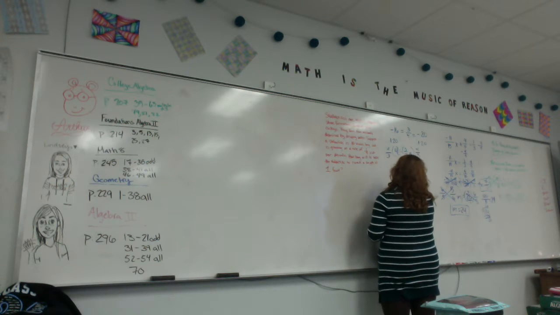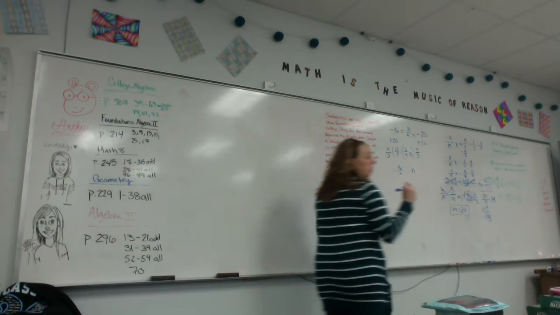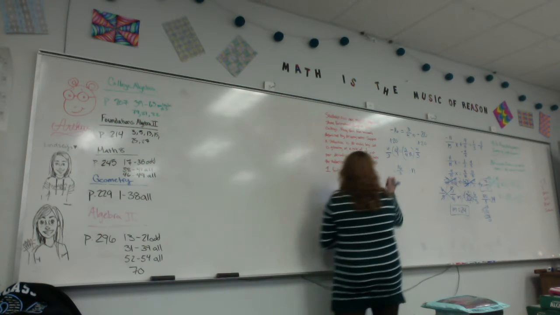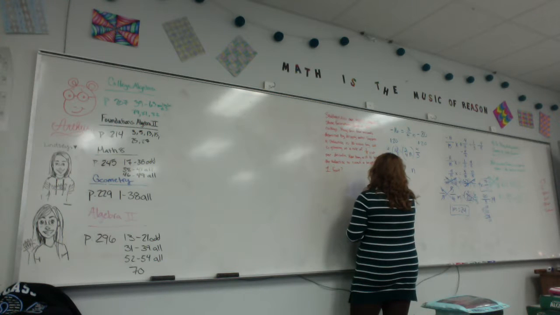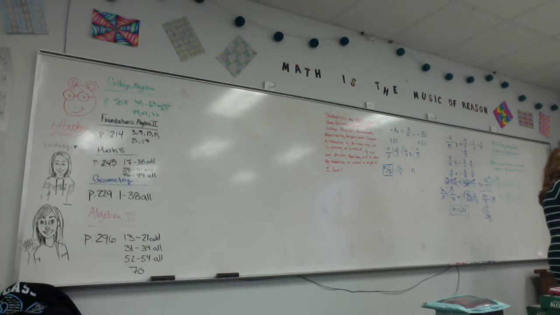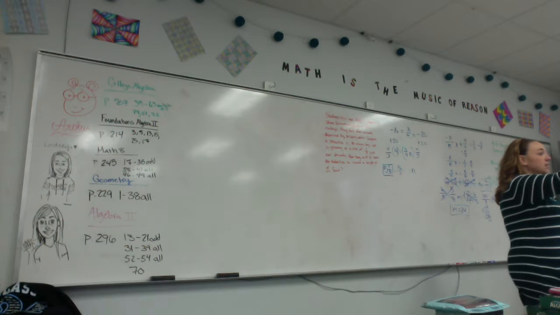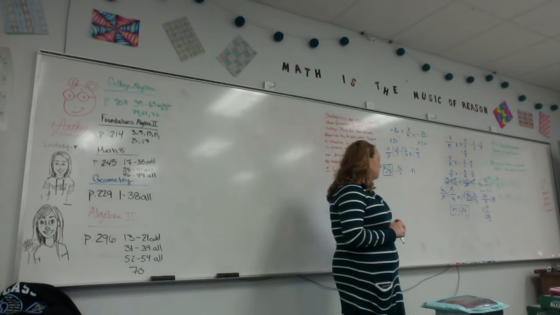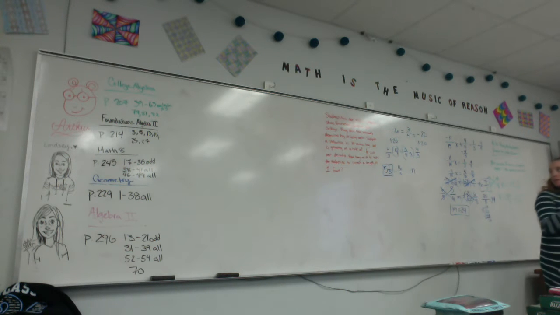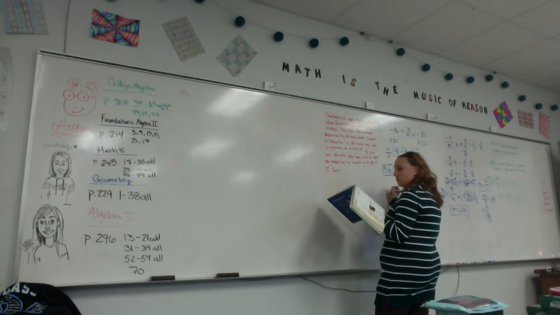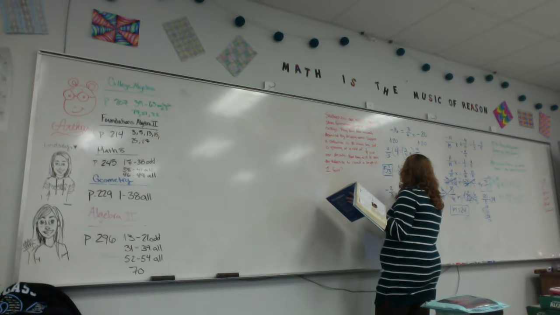16 over 3. And what does that turn into mixed number wise? 3, 6, 9, 12, 15. 5 and 1/3. Can I ask how you get 5? Because watch, 16 over 3. How many times does 3 go into 16? 3, 6, 9, 12, 15. And then you have 1 left over. And then the denominator stays 3. Yes, Josh.